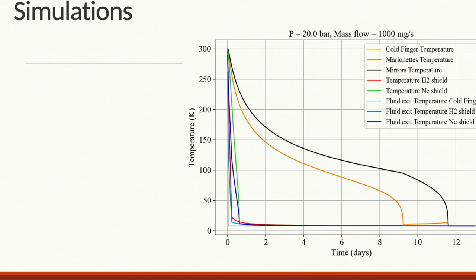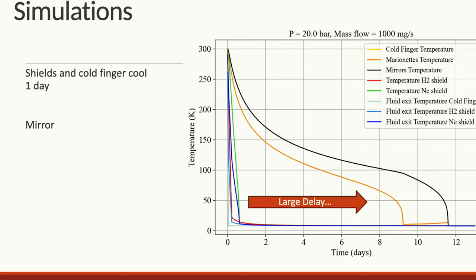And this is everything regarding the heat exchangers. What you see is that all the shields cool down very fast, within 1 day. But the mirror itself takes almost 2 weeks. That's way too much, because if we want to change something or figure out something is not working properly, it will take so long, and then we need to heat up again. So we basically waste 1 month. This is really unacceptable.